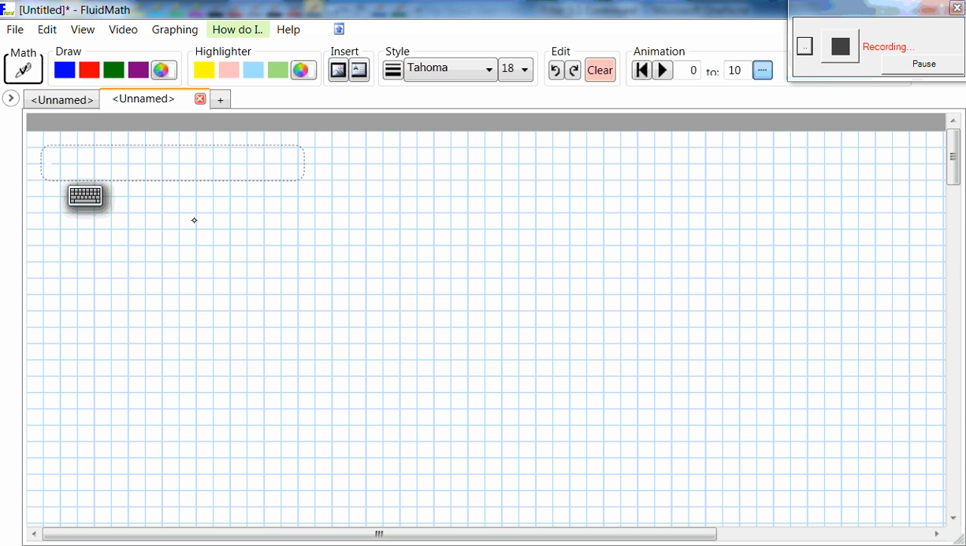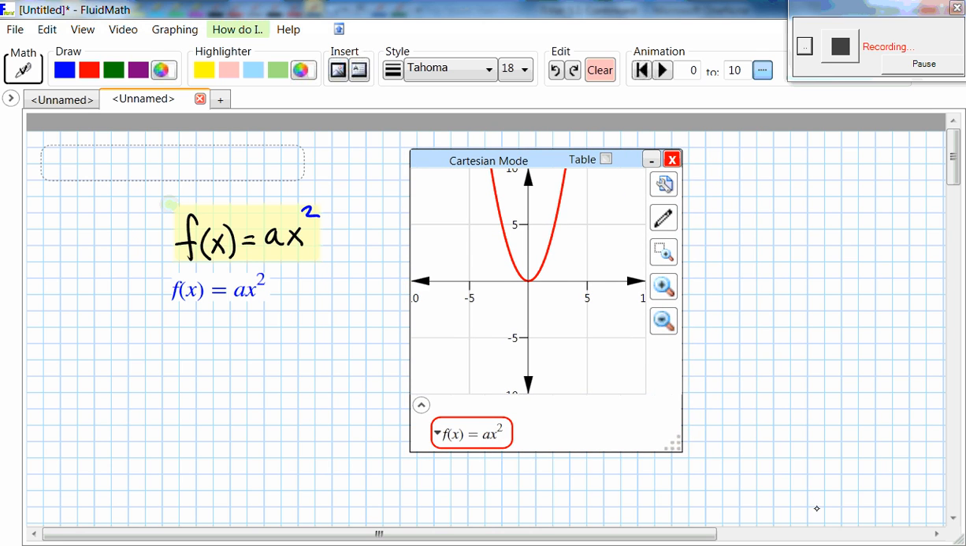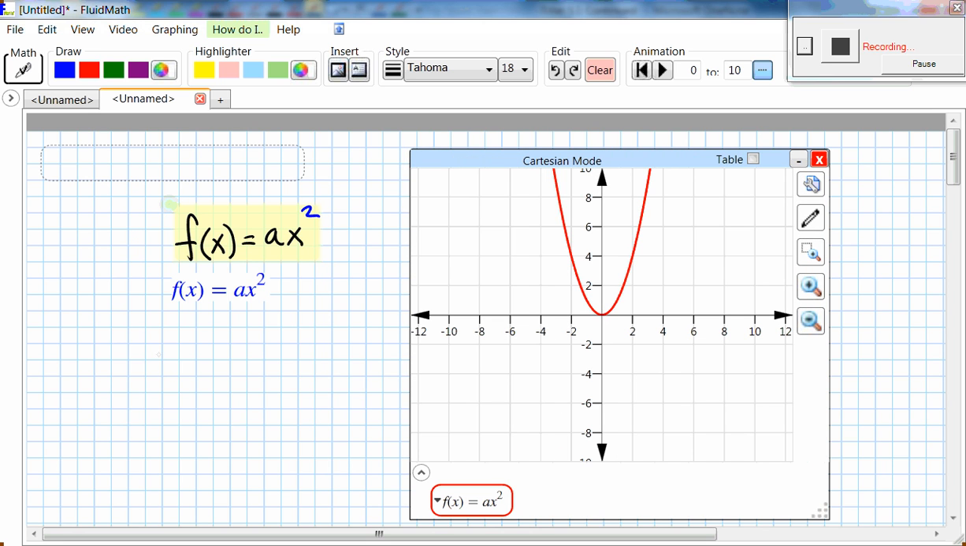So let's plug in, you don't have to write this part down, f of x equals a x squared. Okay, and I'm going to make a graph of this, and we're going to look at it. Make that a little bit bigger. And I'm going to give a an arbitrary value of 1 in this case. And we're going to make a slider for it so we can take a look at it. And let's move this over here.